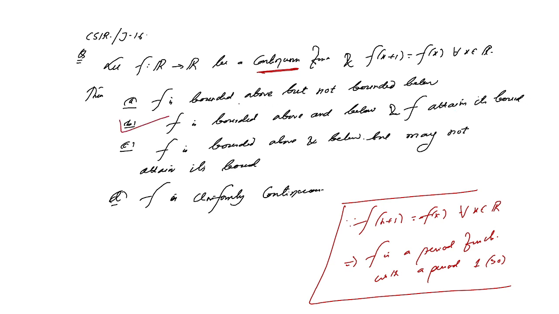Option A, f is bounded above and not bounded below, that means f is not bounded, but a continuous periodic function is always bounded. So option A is false. Option C, here it is given that f may not attain its bound. We know f always attains its bound. So option C is false. And option D, f is uniformly continuous. This is right. So thank you so much.